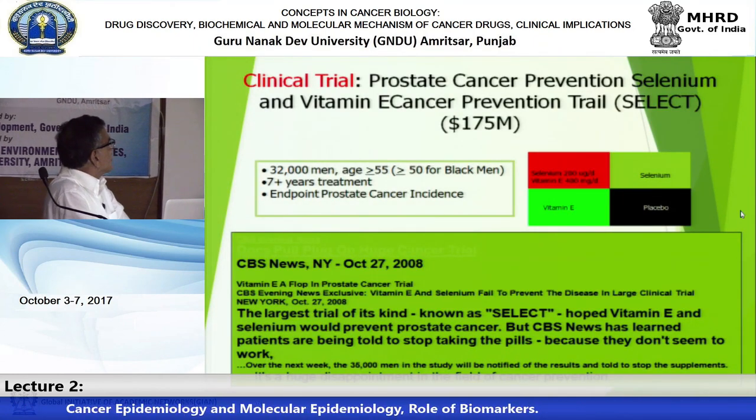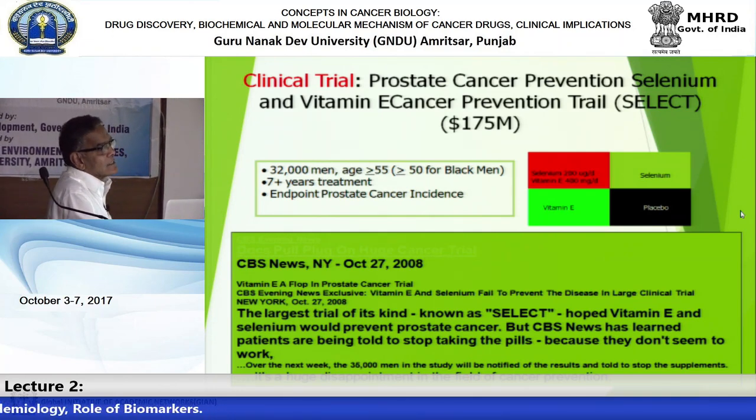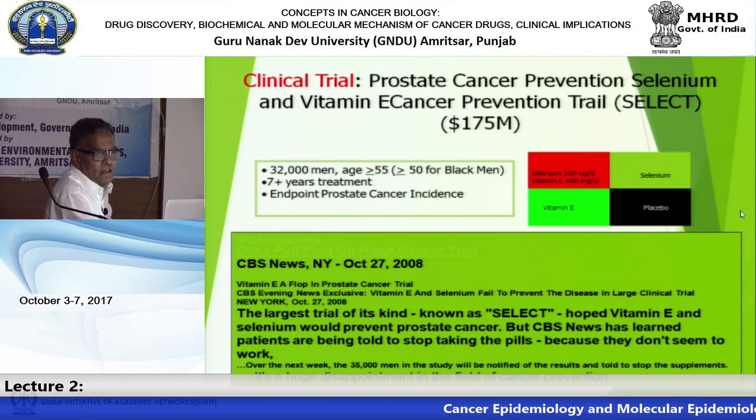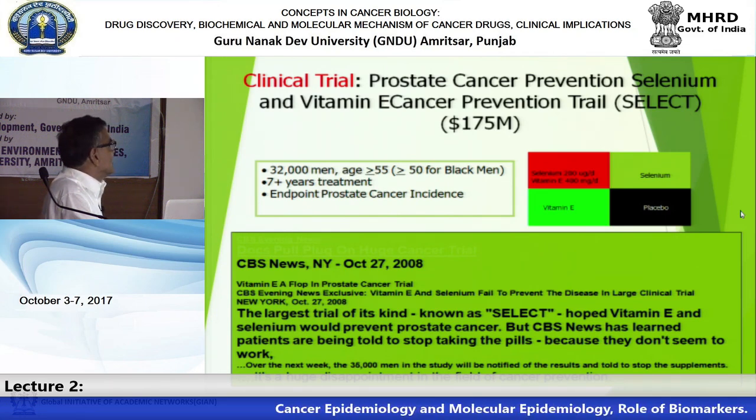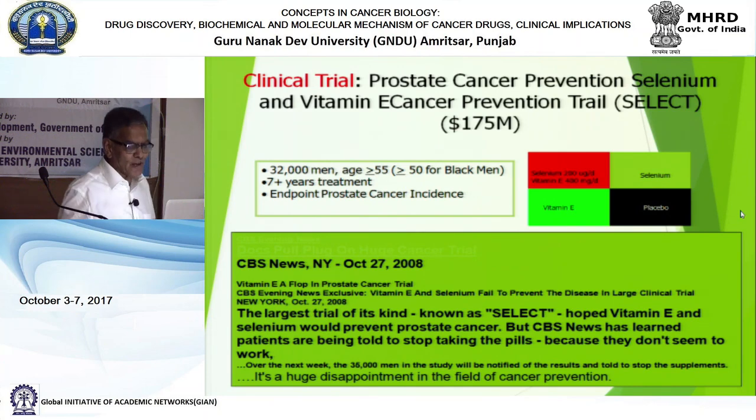And so, here I want to just show that epidemiology, the SELECT trial, last year or 6 months ago, it came out that the SELECT trial failed. It had no obvious benefit. They spent $175 million on that. So it's a lot of money. But that's how the epidemiological studies go. Right? So that's your epidemiological dose.